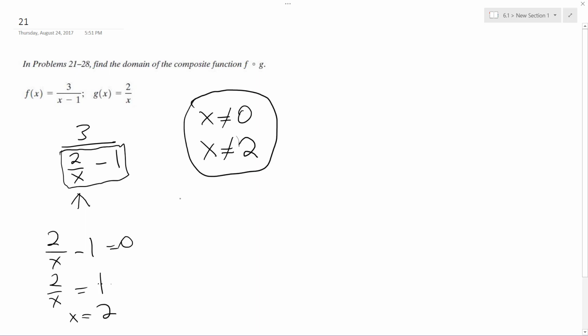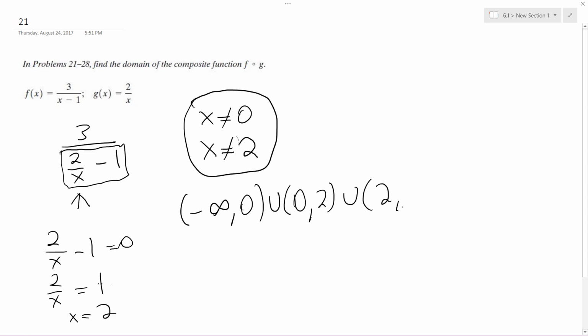Everything else, so if you write this in interval notation, it would be negative infinity to 0, in union with 0 to 2, in union with 2 to infinity. Because that means all real numbers are a solution with the exception of 0 and 2. All right, that's it.